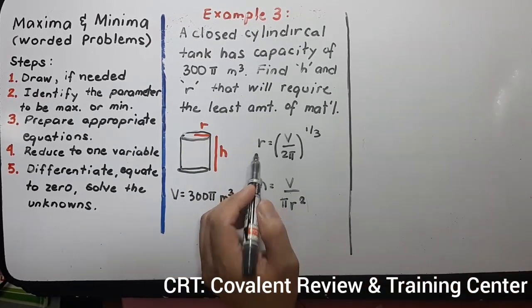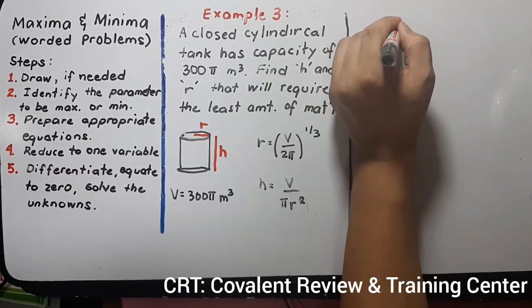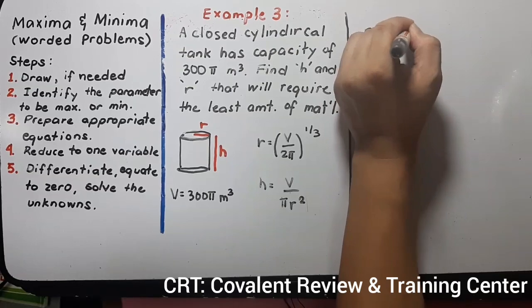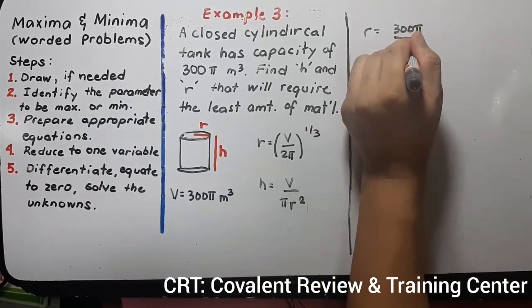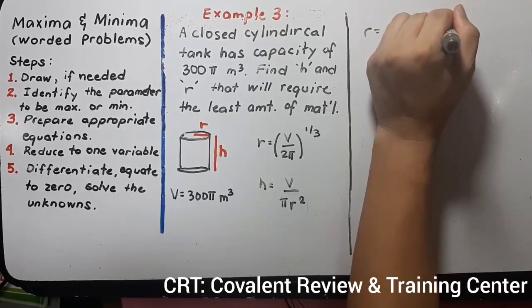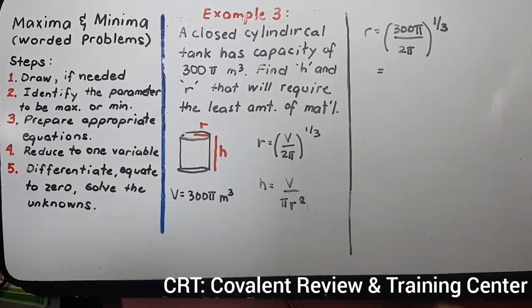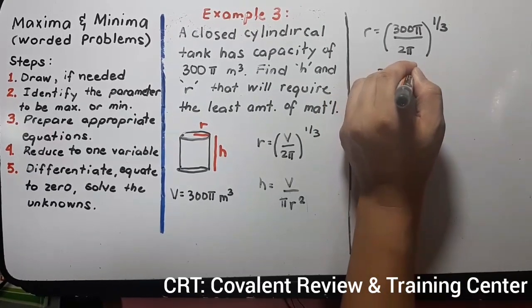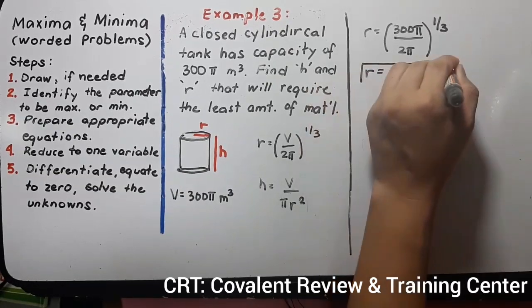So let us now solve r. R is volume, which is 300 pi over 2 pi raised to 1/3. And the answer here is 5.31 meters. So this is the radius of this problem.